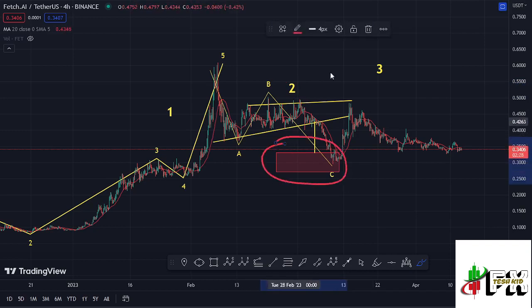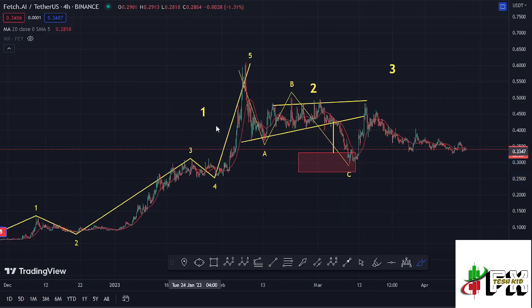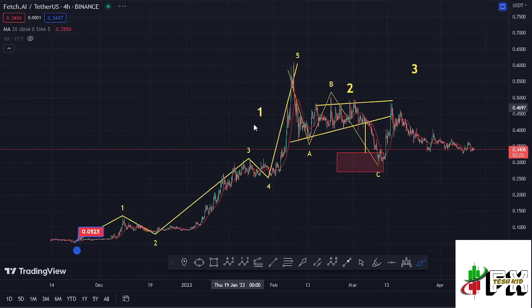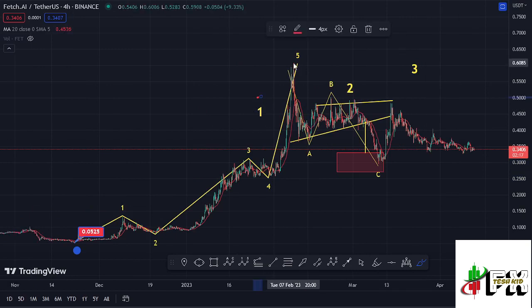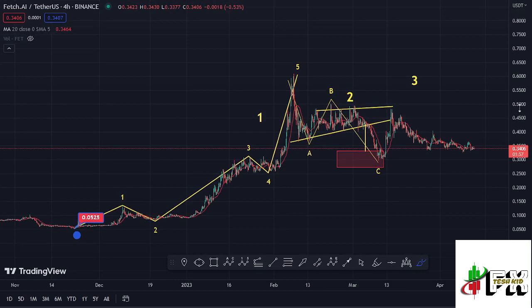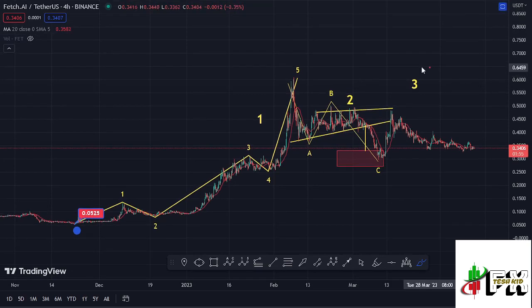And all this is playing out after we fully peaked in the formation of that first wave, after seeing a 5-wave structure to the upside, having the wave 5 giving us a peak at around the $0.6085 mark, and having seen the formation of that first wave and a corrective structure in the formation of that wave 2, what we expect here on the long-term scenarios is the start of an impulsive wave in the formation of this wave 3, and this is what I'm expecting here on the long-term scenarios on the Fetch AI chart.